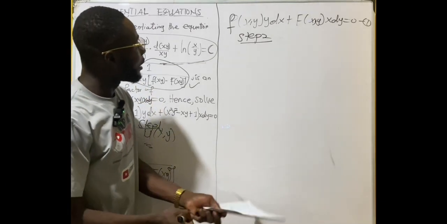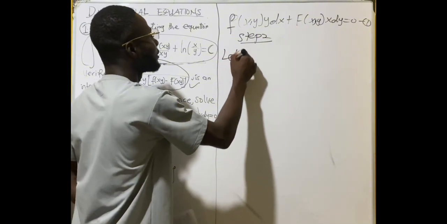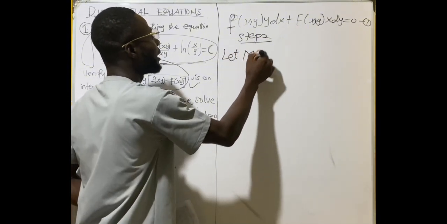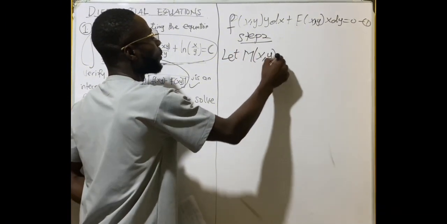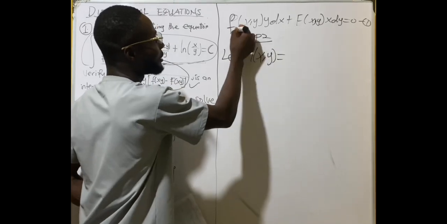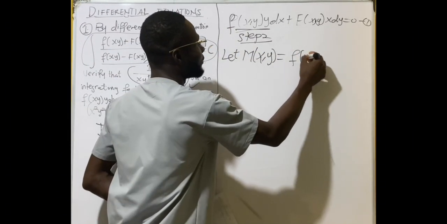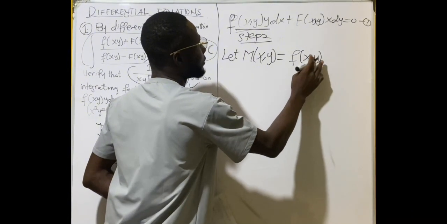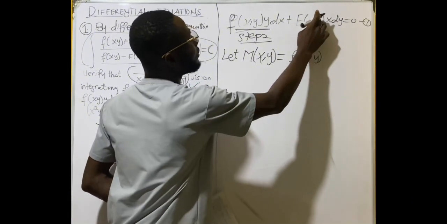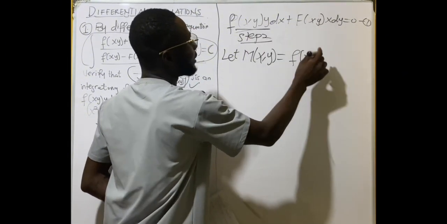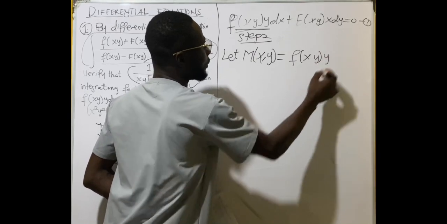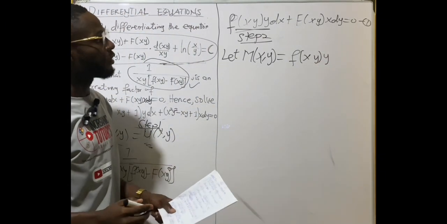So now let m of x and y be equal to this function, that is f of xy times y.